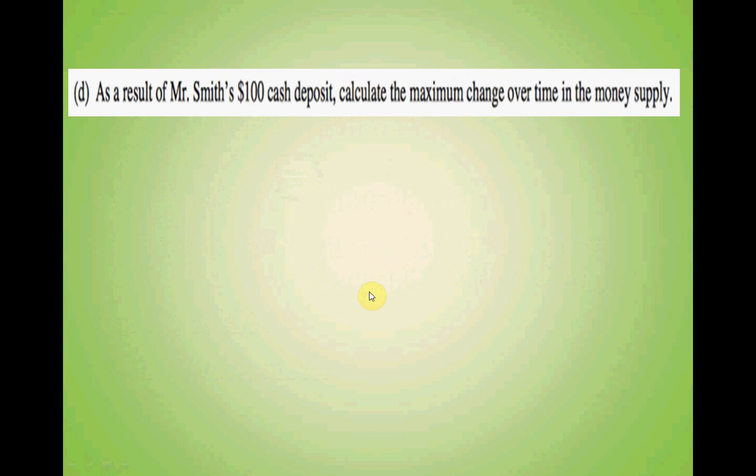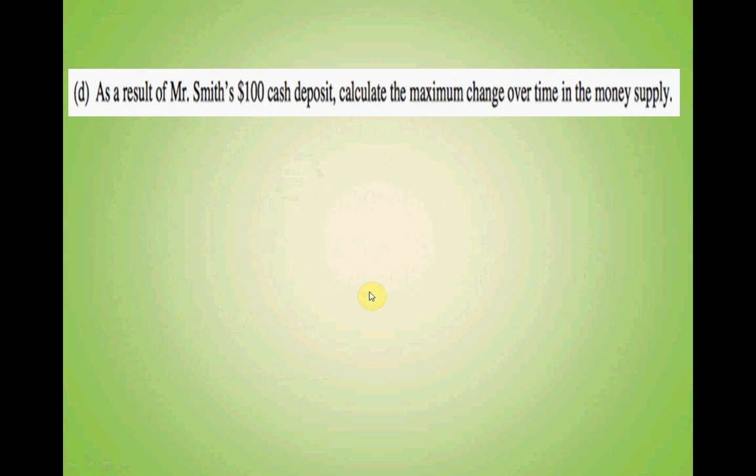All right, moving on. As a result of Mr. Smith's $100 cash deposit, calculate the maximum change over time in the money supply. So, how is M1 growing because of that $100 cash deposit? Now remember, not all of that $100 is going to be excess reserves, loanable funds, right? It's not all money in the bank that the bank is then going to turn around immediately, because we have to consider that required reserve, right?